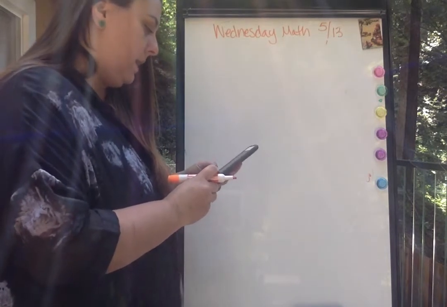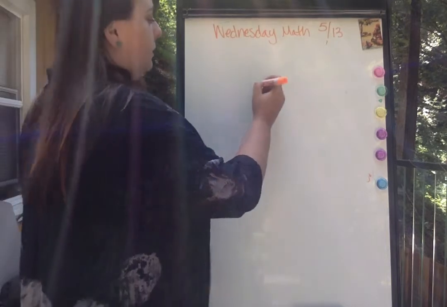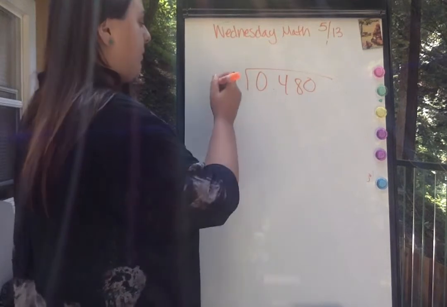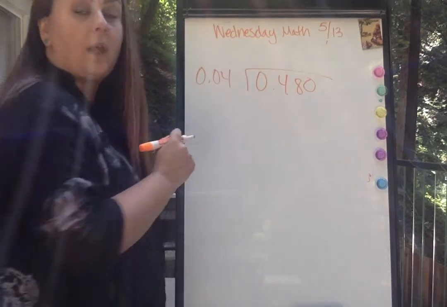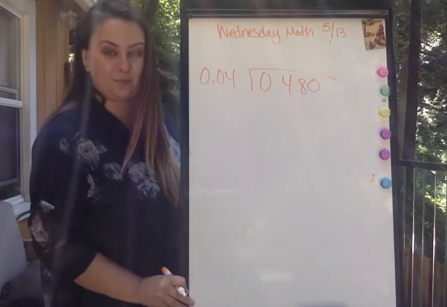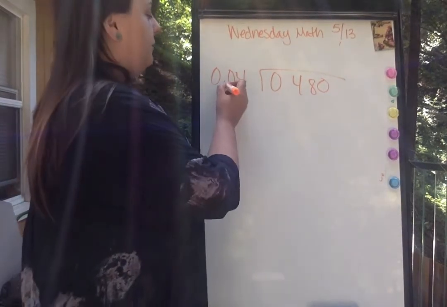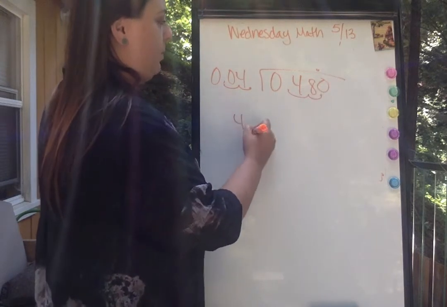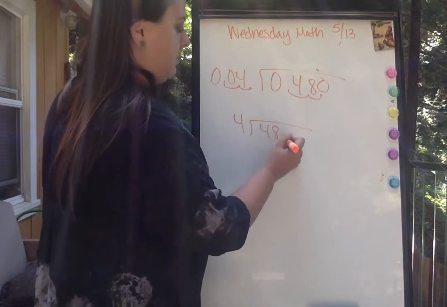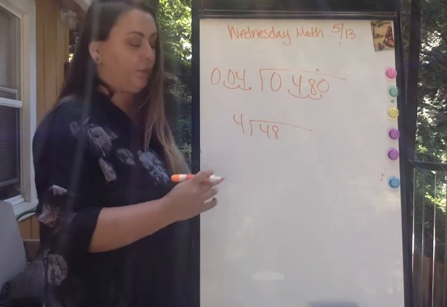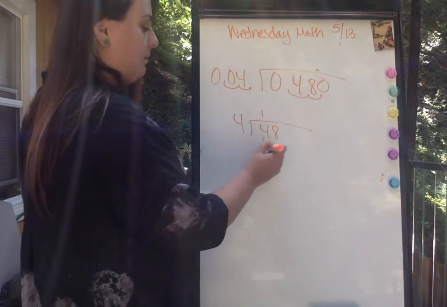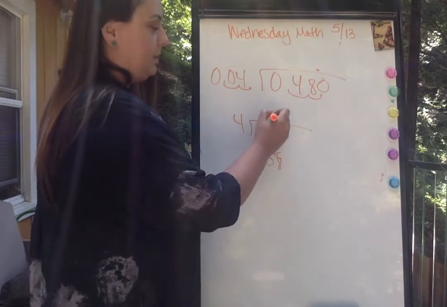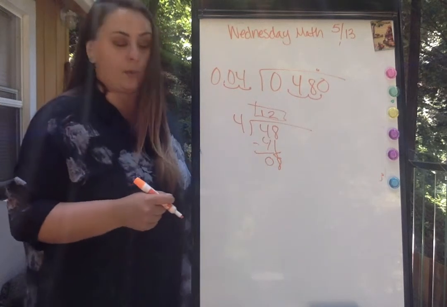It's a division problem. So we've got divided by 4 hundredths. Now, you know you can't have a decimal here. So you're going to have to move this. Whatever we do to the outside, we do to the inside. So we've got 4 into 48. Okay? 4 goes into 4 one time. 4 goes into 8 two times. So your answer is 12.